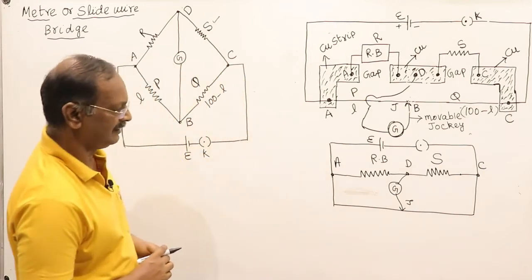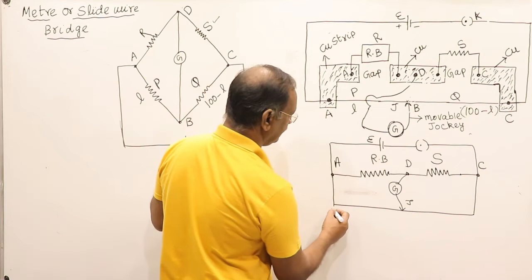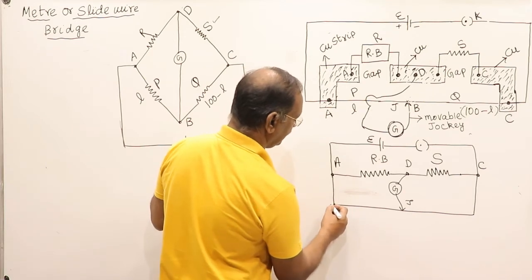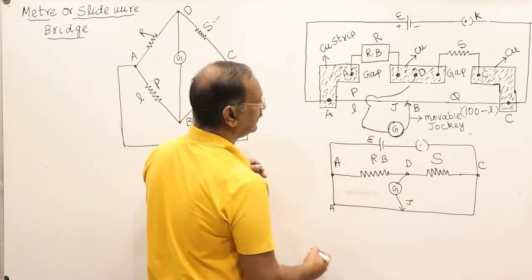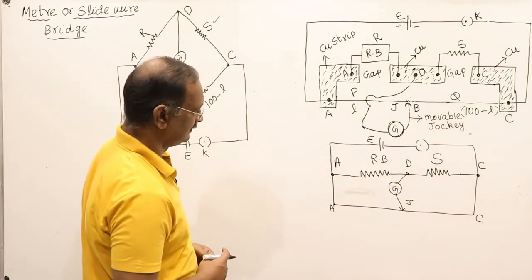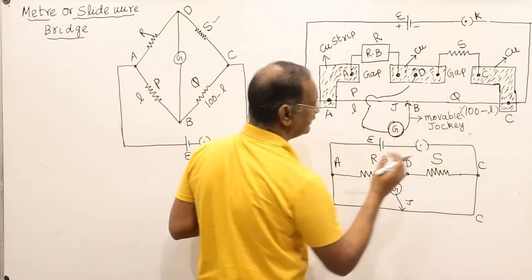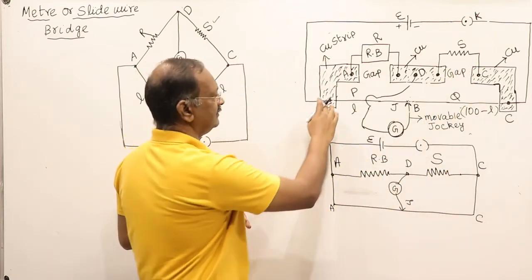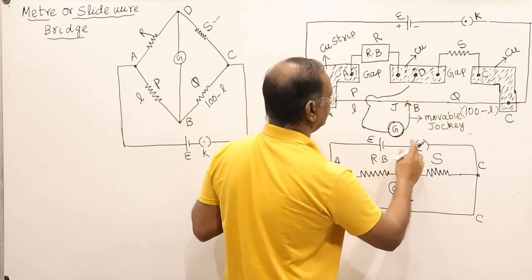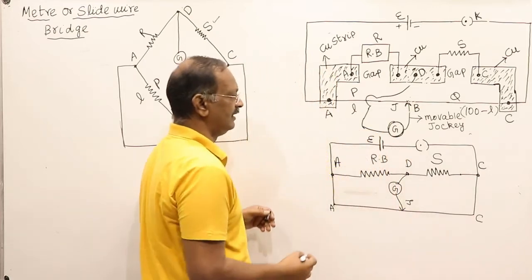What is under balance condition? This is point A to B. So this is point A, and this also is point A, and this is point C. See, it is very simple. This resistance is represented here, this resistance is represented here, and this wire is represented here, and we have connected a battery here. And this is the key.